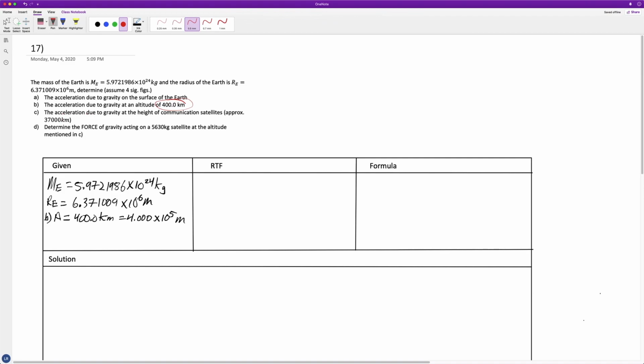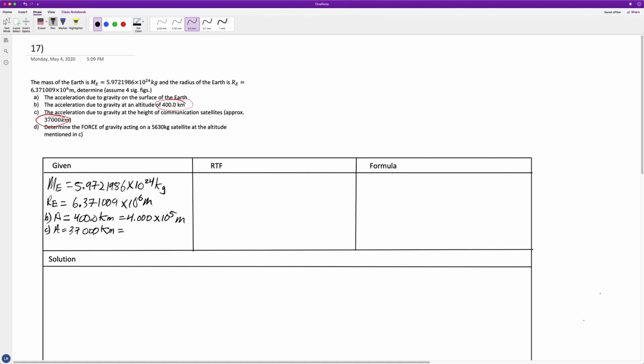For part C, we're asked to find the acceleration due to gravity again, but at the height of communication satellites, which is approximately 37,000 kilometers. Yeah, and you read that correctly. Communication satellites are located 37,000 kilometers above the equator. To give you some context, the circumference of the planet at the equator is approximately 40,000 kilometers. So communication satellites are as high as the Earth is round, which is a pretty remarkable number when you think about it. Also explains why you lose satellite signal during rainstorms.